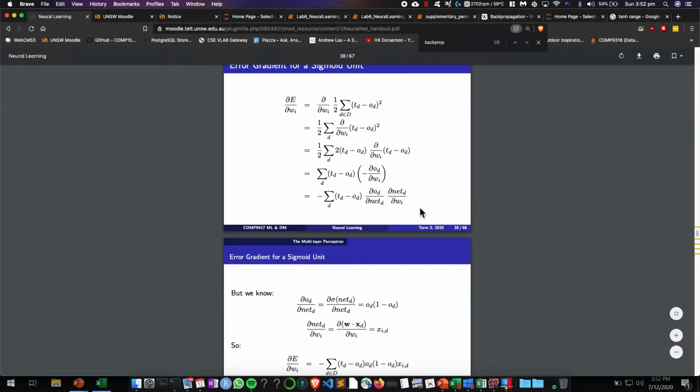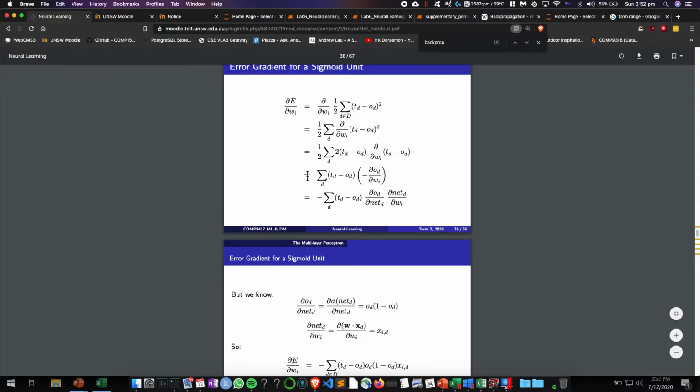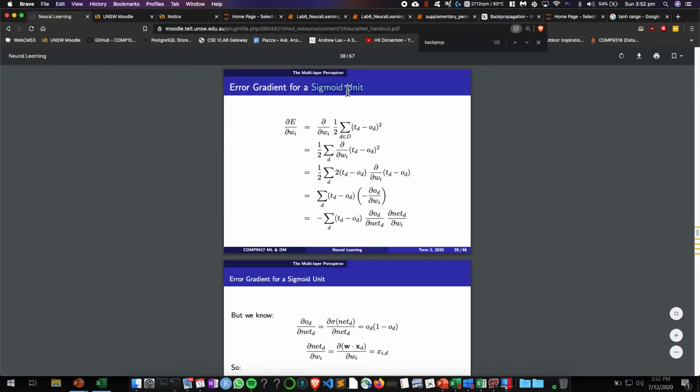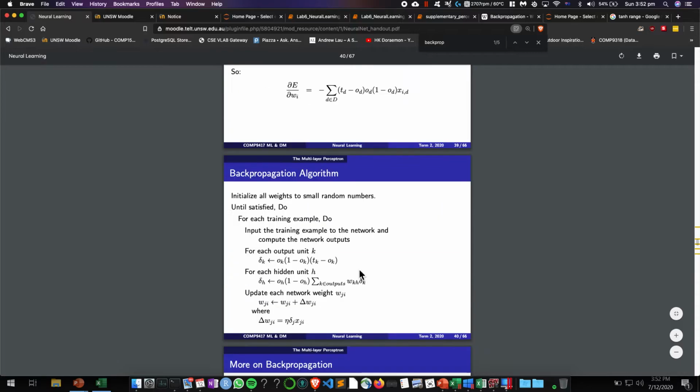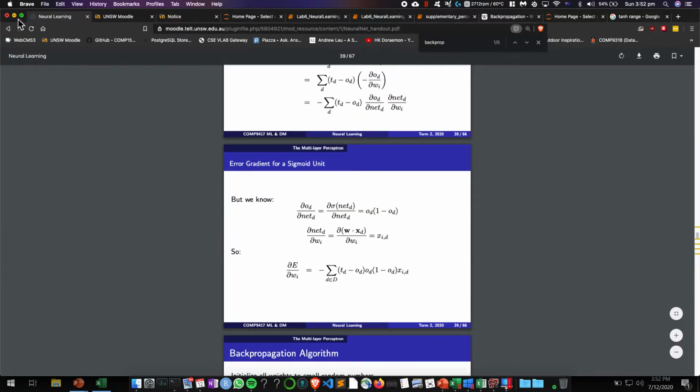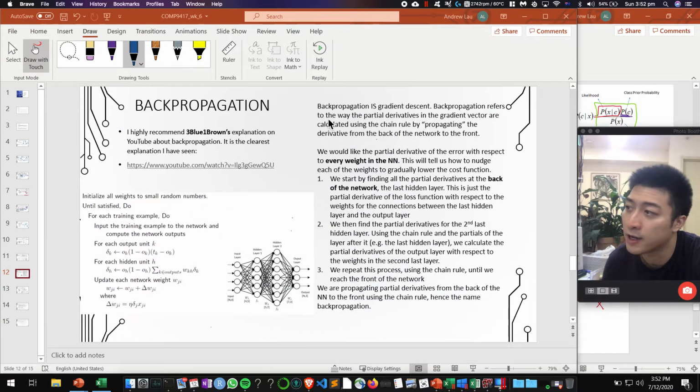In the lecture notes, they go through backpropagation. They use the chain rule and assume a sigmoid activation function. I encourage you to go through this working out, but perhaps before you do that, a bit of motivation and intuition might make it a little clearer. Backpropagation is gradient descent applied to an artificial neural network in order to learn all the weights. Backpropagation refers to the way the partial derivatives are calculated.